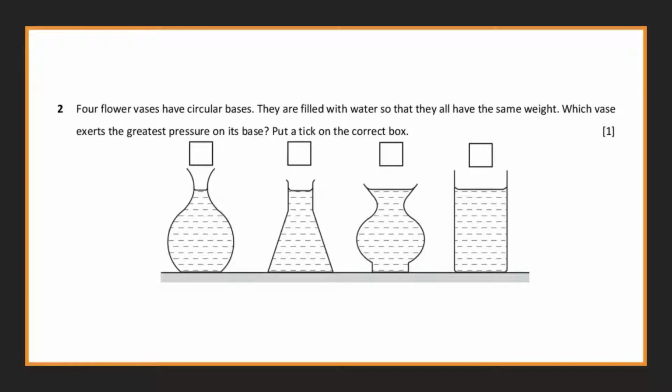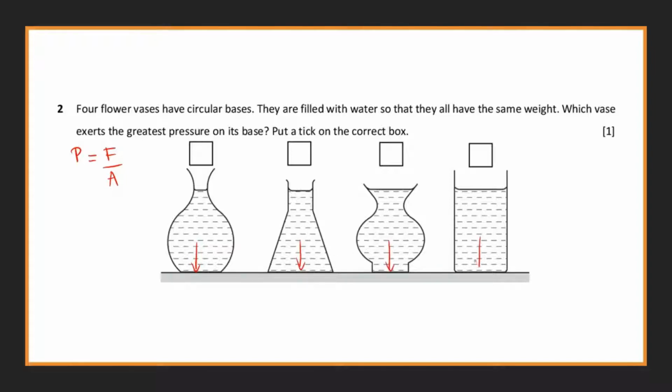Four flower vases have circular bases. They are filled with water so that they all have the same weight. Which vase exerts the greatest pressure on its base? Put a tick on the correct box. Remember, pressure equals force over area. From the problem we know that all vases have the same weight. So all the force pressing down the vase on its base.